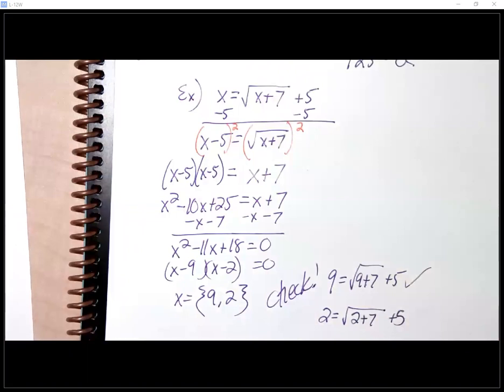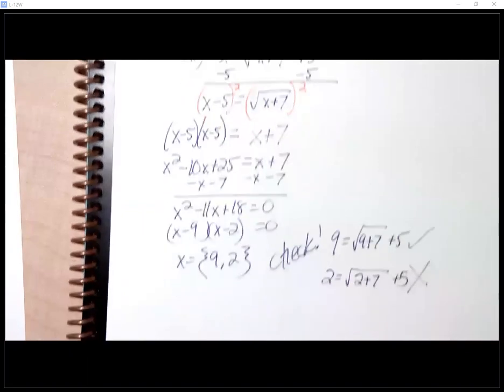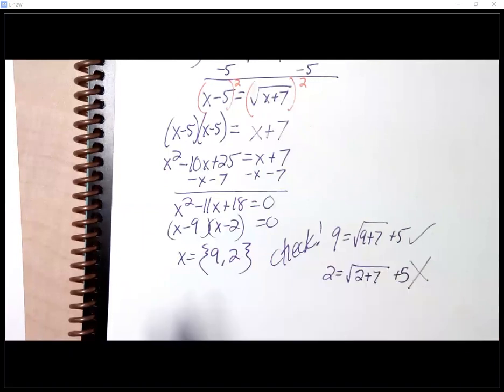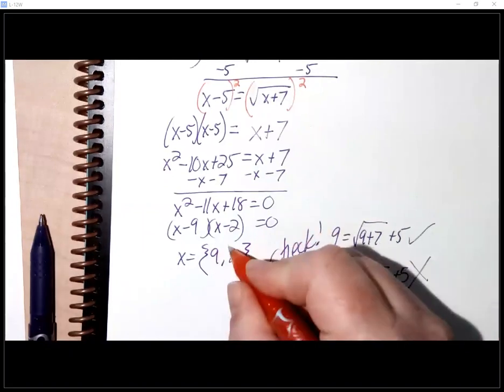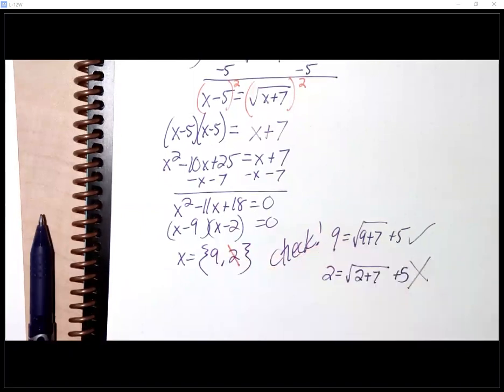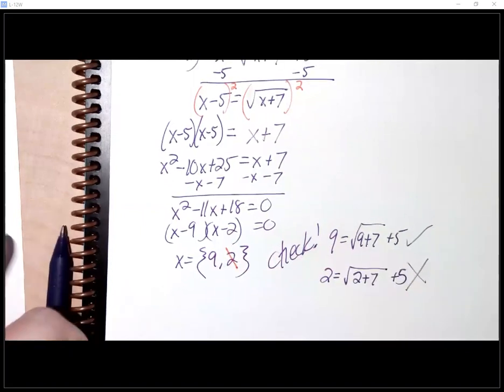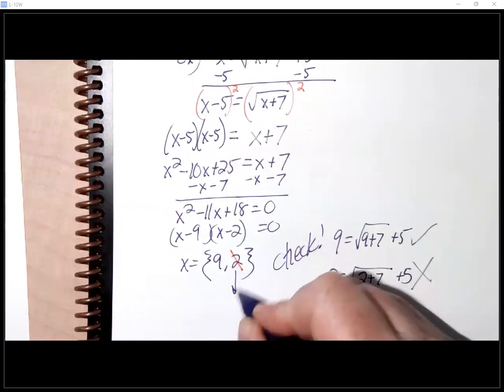Is that true? No, friends, it is not. So 2 is what we refer to as an extraneous solution. It is an answer that we got mathematically, correct, like we didn't mess up, but it does not work. So I can't actually list it as one of my answers.